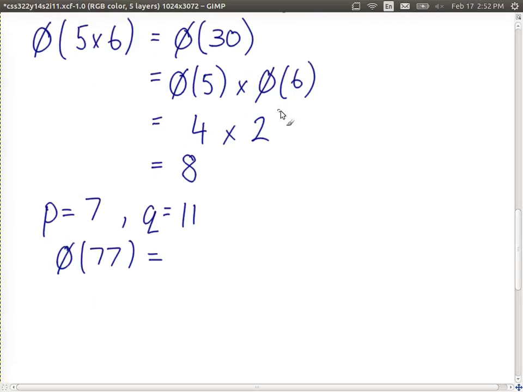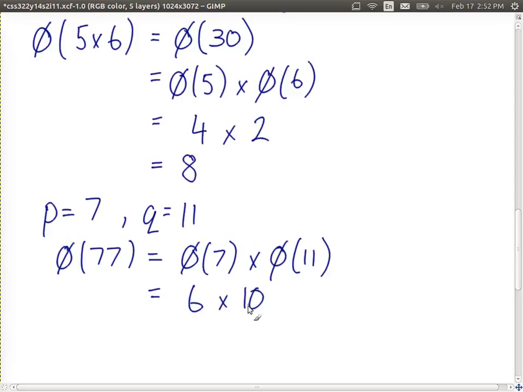It's the same principle, the same rule as we use here. These two numbers are relatively prime, so we can break that down to the totient of 7 times the totient of 11, because 7 and 11 are relatively prime. Totient of 7 is 6 times 10, we get 60. Or simply P minus 1 times Q minus 1.